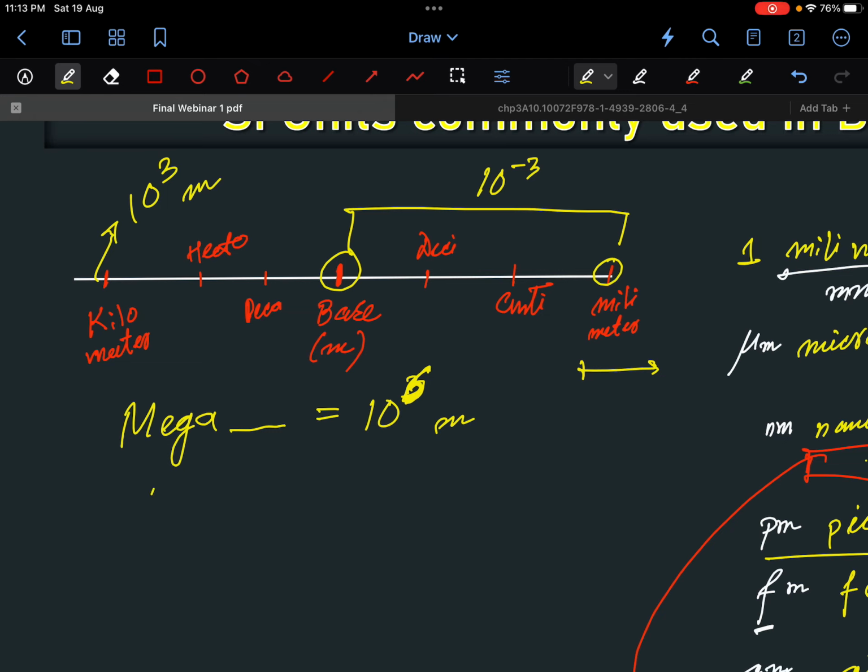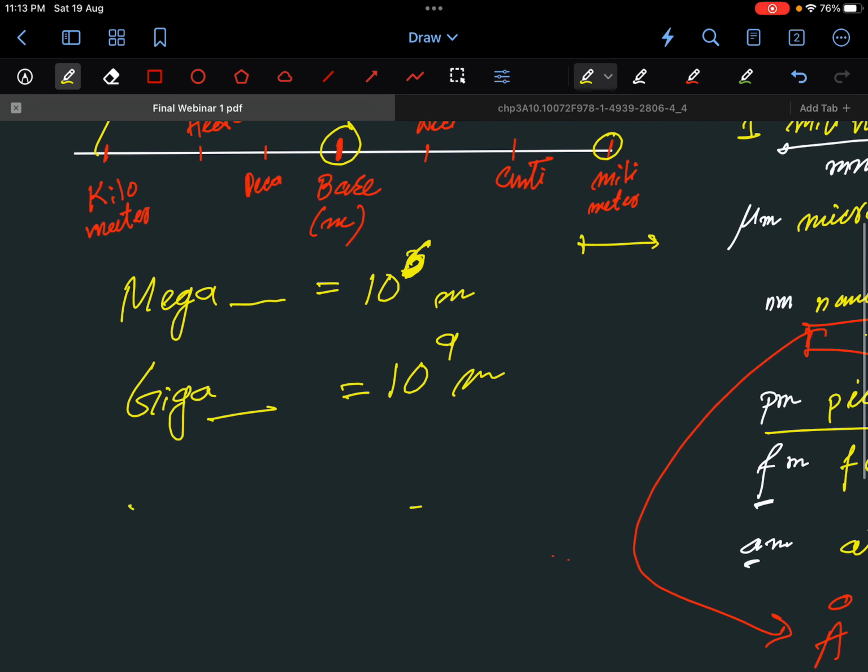After mega comes giga, that is 10 to the power, again the jump is 10 to the power 3, that is 10 to the power 9. That is why I told you 10 to the power 3 is the magical number. Mega, giga, and then there is tetrameter, that is 10 to the power, again from 9 the jump is 3, that is 10 to the power 12 meter. Okay, so what are the symbols used here?